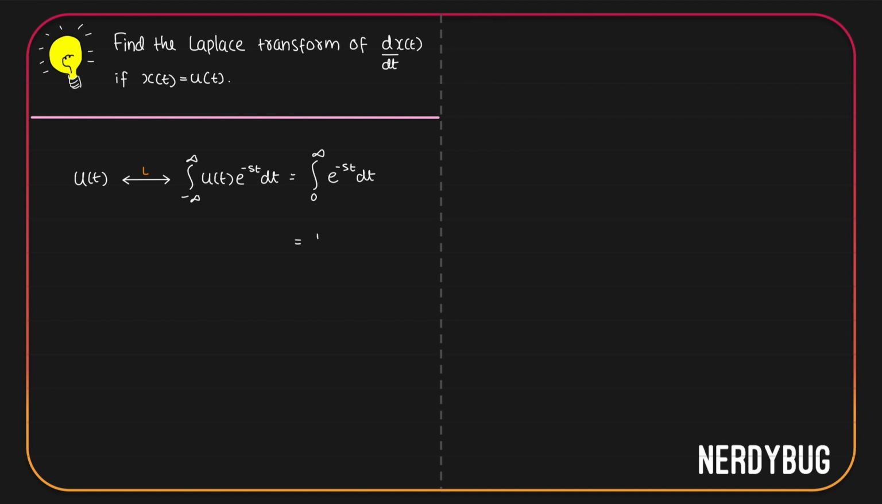Doing the integration, we get 1 by minus s e raised to minus st, with the limits from 0 to infinity. So this is minus 1 by s multiplied by, giving the upper limit, e raised to minus infinity, which is 0. Giving the lower limit, we have e raised to 0, that is 1. So 0 minus 1. Negative and negative get cancelled. This is simply 1 by s.